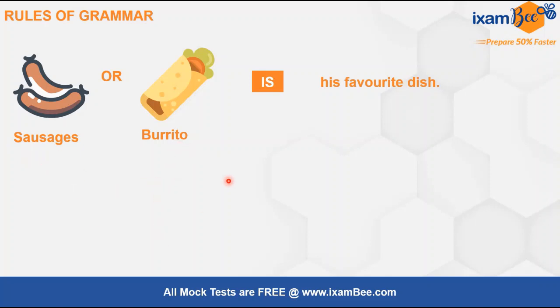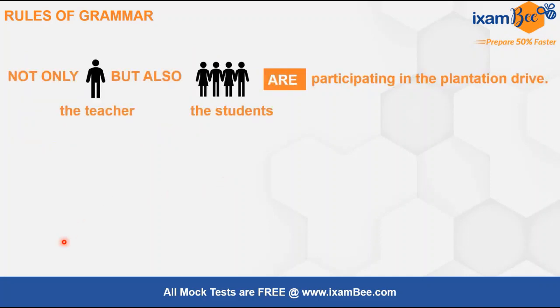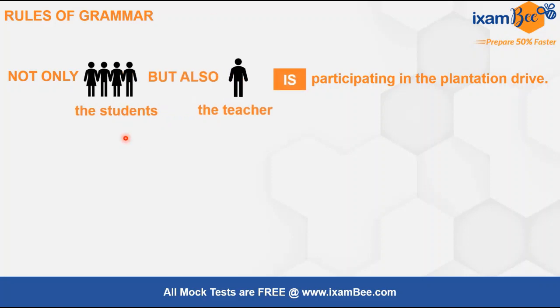Okay, now moving on to another such example. Not only the teacher but also the students are participating in the plantation drive. But if we say not only the students but also the teacher, then the verb will be is participating in the plantation drive. All right, in all those cases listed with the rule, the verb will agree to the closer or the nearer part of the subject.